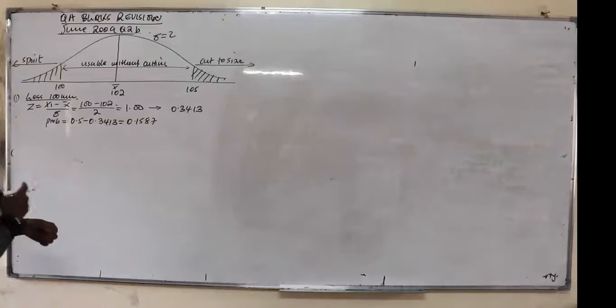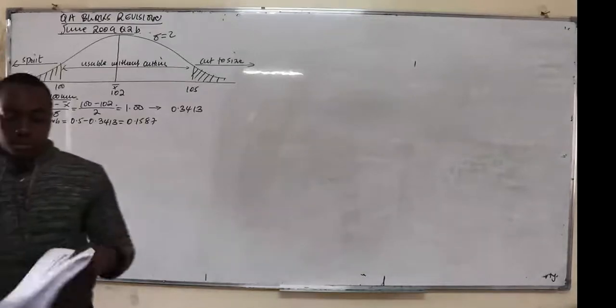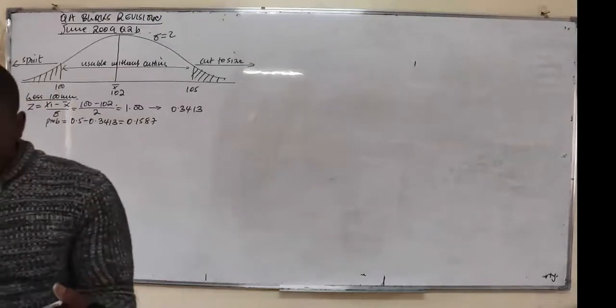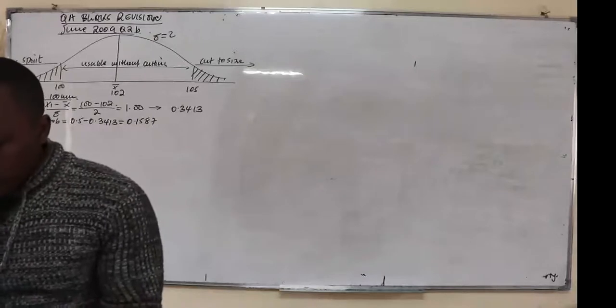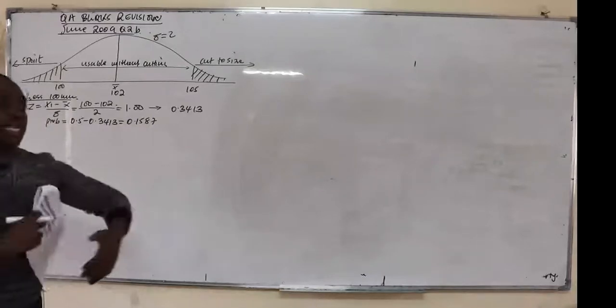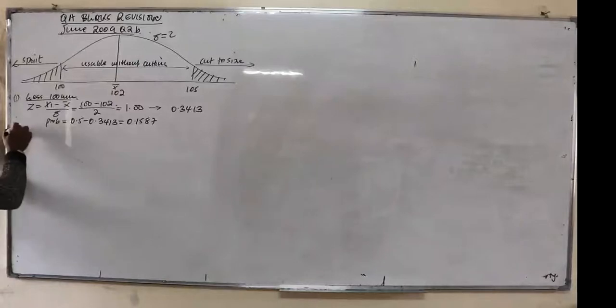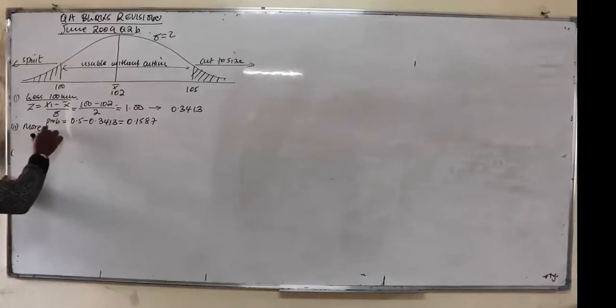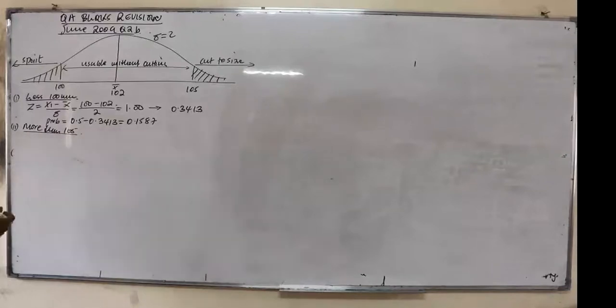So now let's do number two. The percentage of bolts produced that were more than 105 millimeters in length. So number 2, those that are more than 105, the ones which will be regarded as cut to size.